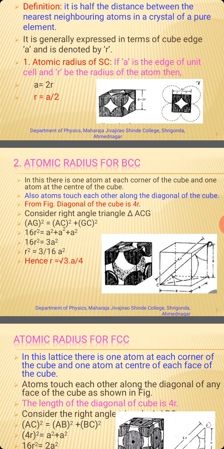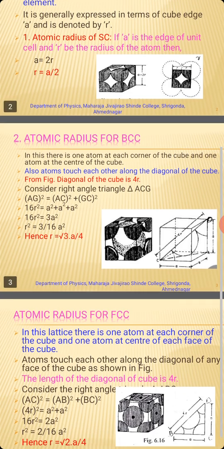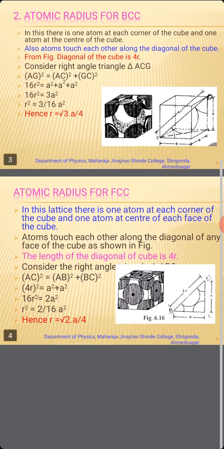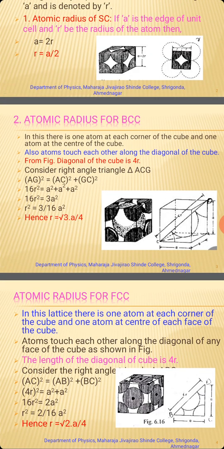root 3 by 4 into a. Here is one typing mistake: root 3 upon 4 into a, or root 3a by 4. It's correct. The next is atomic radius of FCC.